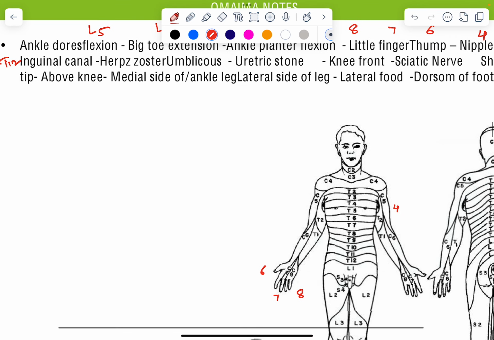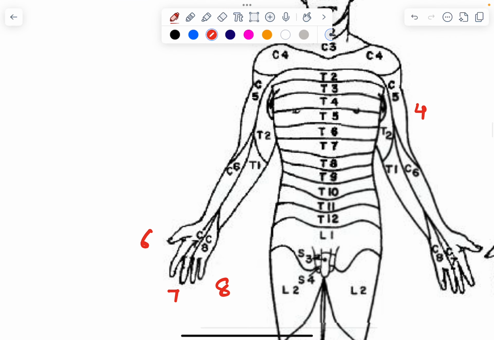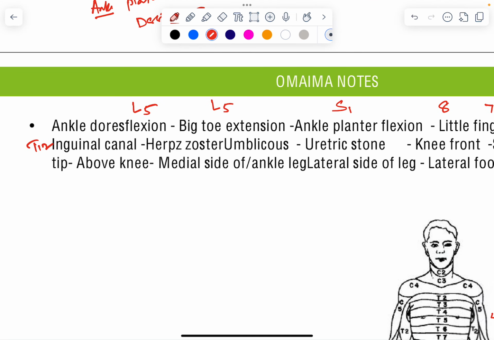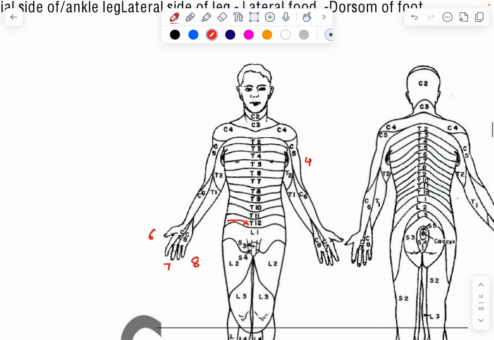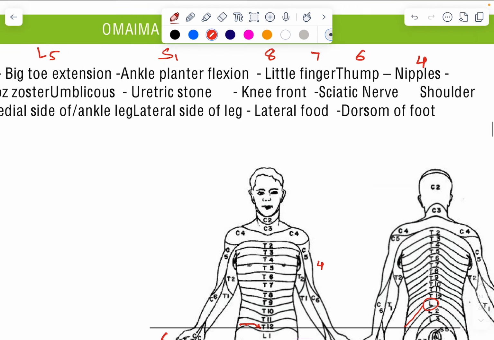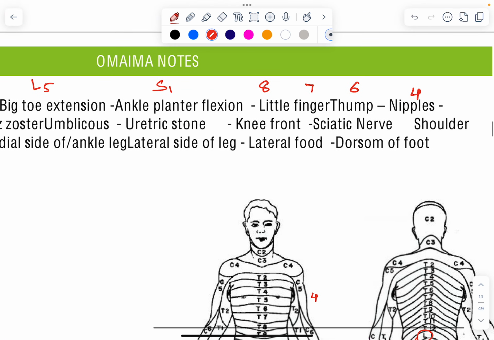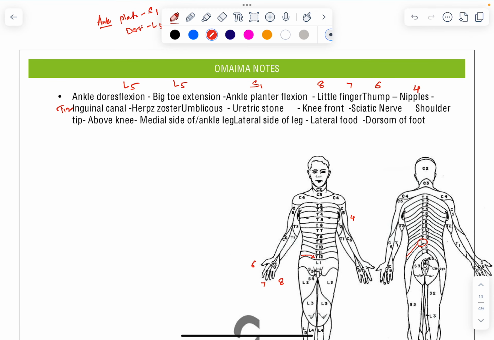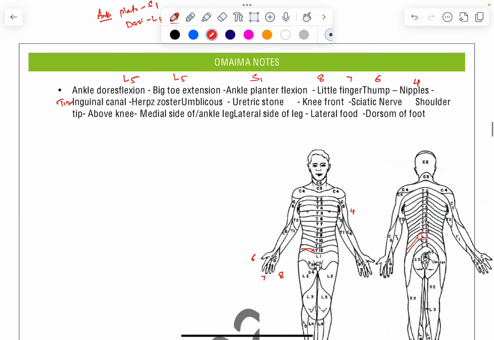This is the inguinal level, T12. Anesthesia is given at T12. Ureteric stone refers to L2-L3. Groin, L1, L2. Knee front, sciatic nerve. Shoulder skin sensation is C5.